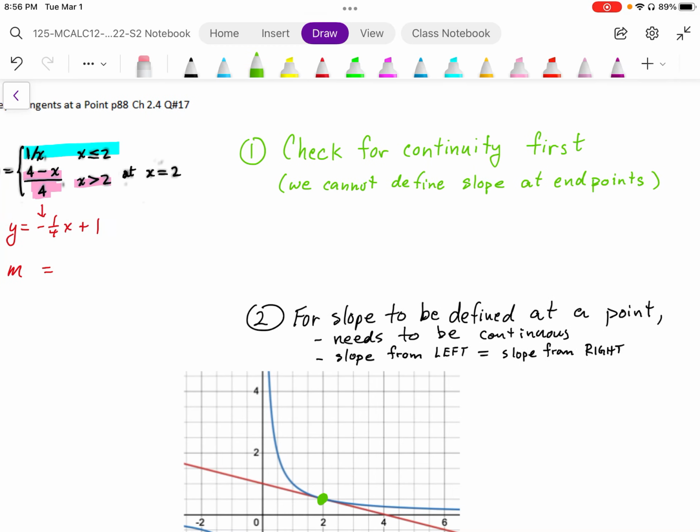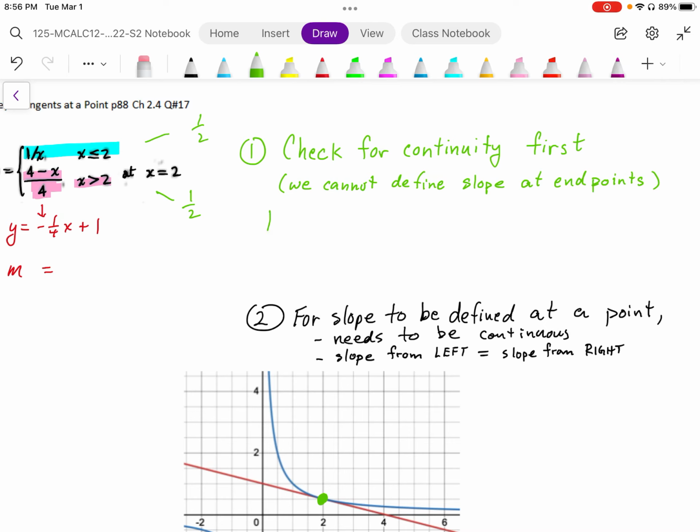I'm just going to do an informal check by plugging in. From the left, this is equal to 1/2 when I plug in the 2. And from the right, using the pink function, I'm going to plug in 4 minus 2 over 4. Again, that simplifies to 1/2. So this is continuous, okay?